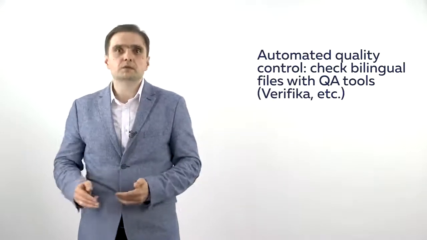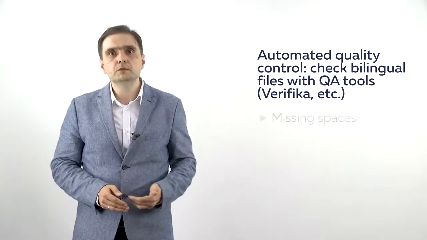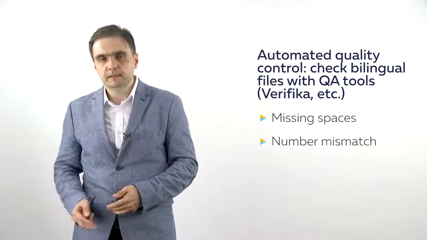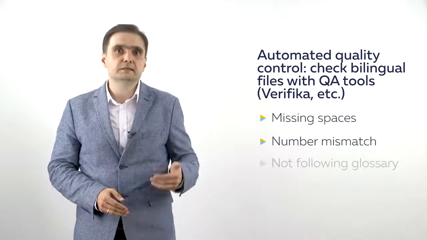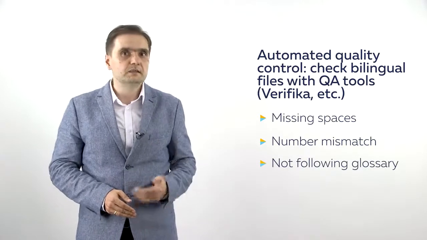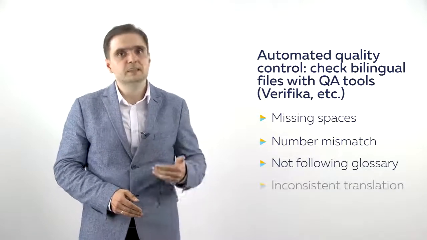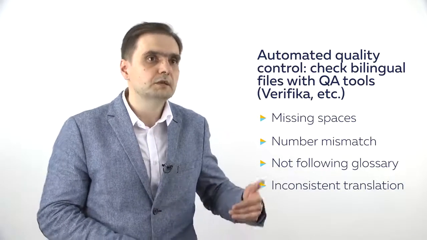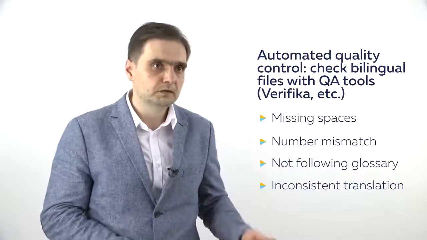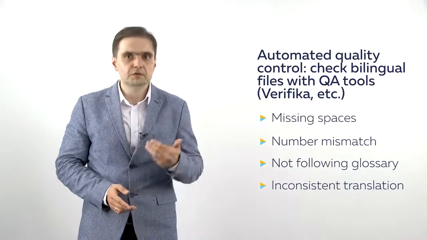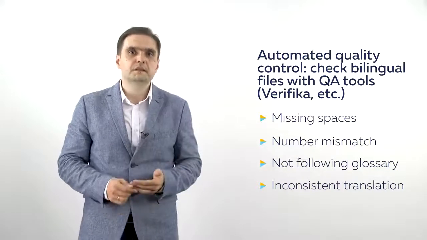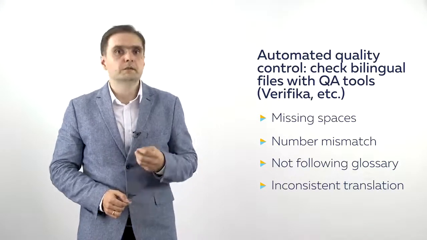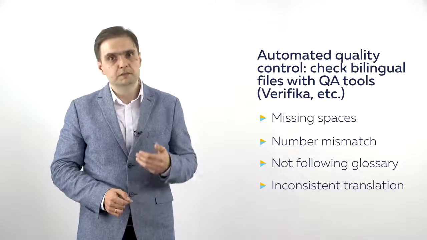During automated quality control, bilingual files are checked using QA tools like Verifica. This helps identify missing or double spaces, discrepancies in numbers and dates in the source and target texts, non-compliance with a glossary or different translation of the same terms and sentences, and much more. Quality control specialists look through the results of such automated checks and isolate false positives, or those times when the machine registered an error, but in fact the translation was accurate. The rest of the errors in the quality control reports are passed on to translators and editors for reworking.